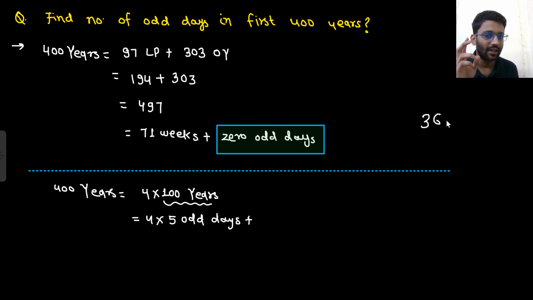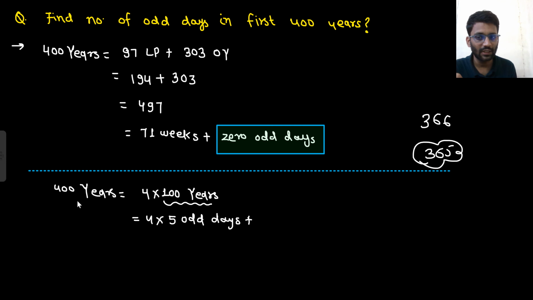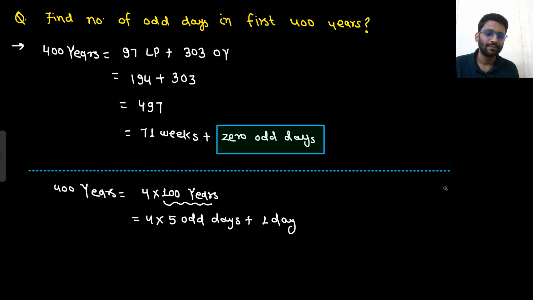Because in a leap year, you are having 366 days, and in an ordinary year, you are having 365 days. So, 4000 is a leap year. That will add up one more day. So, plus one more day. So, what you are getting? 21 days. If you are getting 21 days, what does that represent? 3 weeks plus 0 odd day.